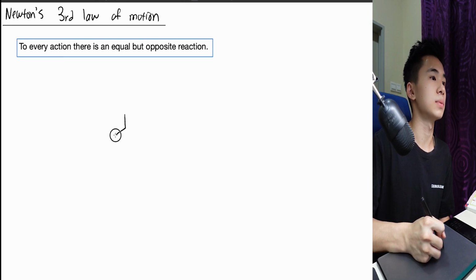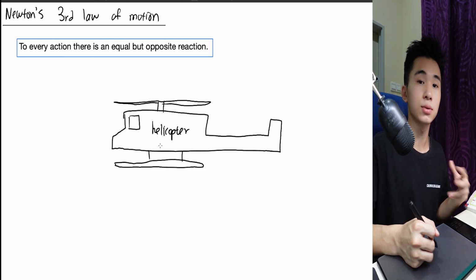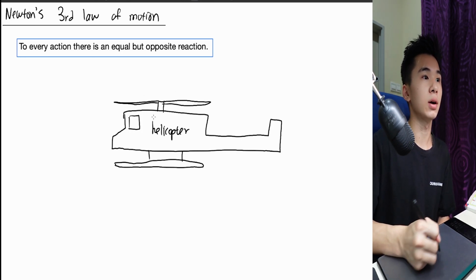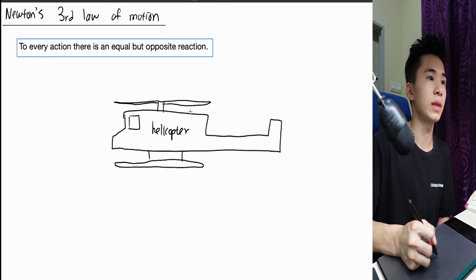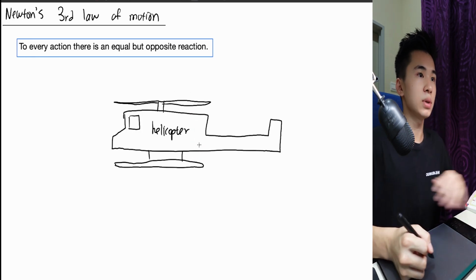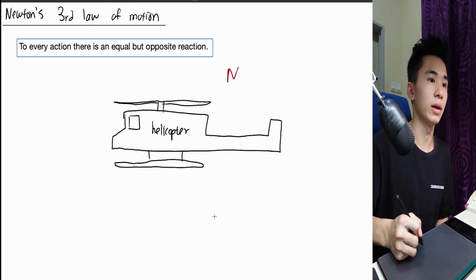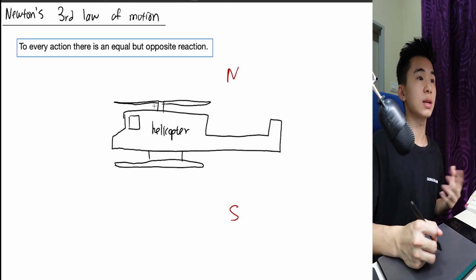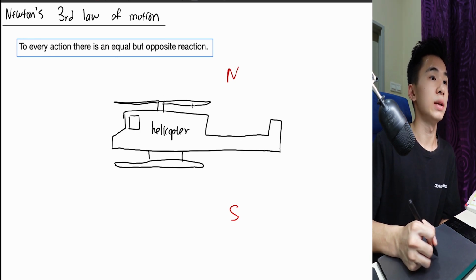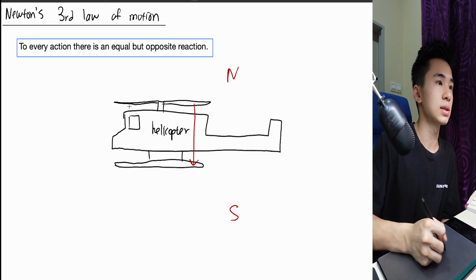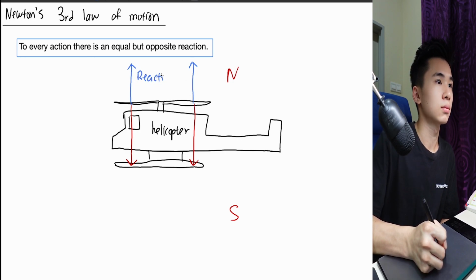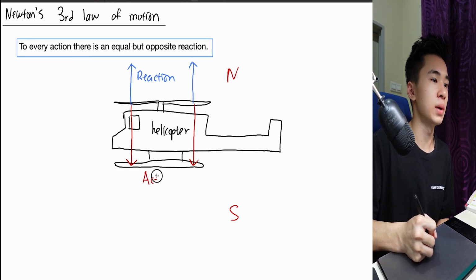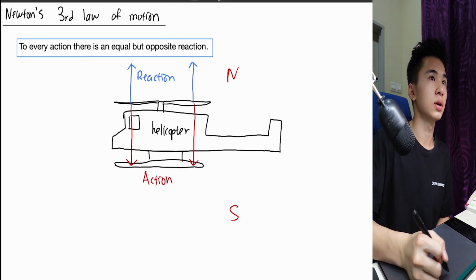So let's say a helicopter. The reason a helicopter is able to fly is because the rotor blade right here is pulling the air downwards. Okay, I'm just going to name this north and this south. So this rotor blade drags air downwards like this, and at the same time our reaction force is pulling this helicopter, and this will be our reaction, and these two red lines are going to be our action force. Okay, so it is simple like this.